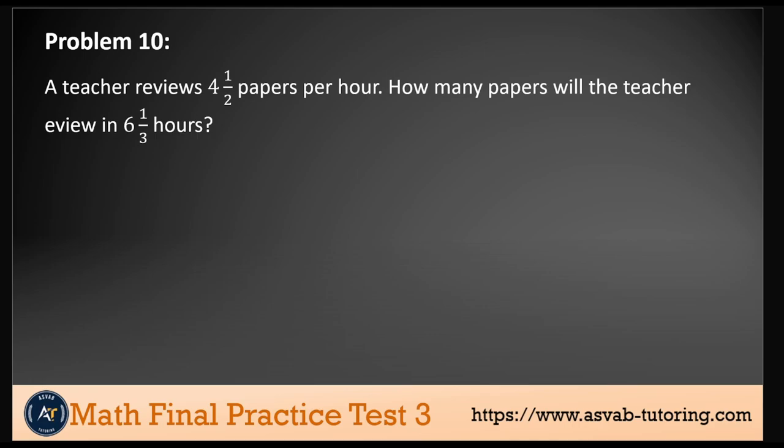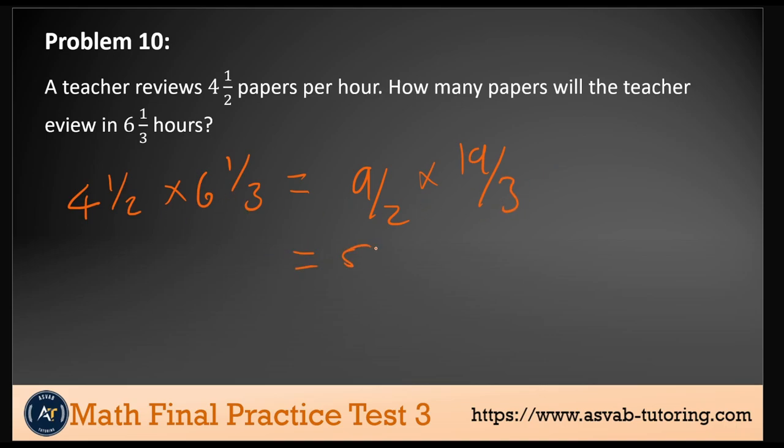Well, we can just multiply straight across here. 4.5 multiplied by 6 1/3, which is 9 over 2, just to simplify it out, multiplied by 19 over 3, because we're converting the mixed number into an improper fraction. Then we have 57 over 2, and then we have 28 1/2 papers.